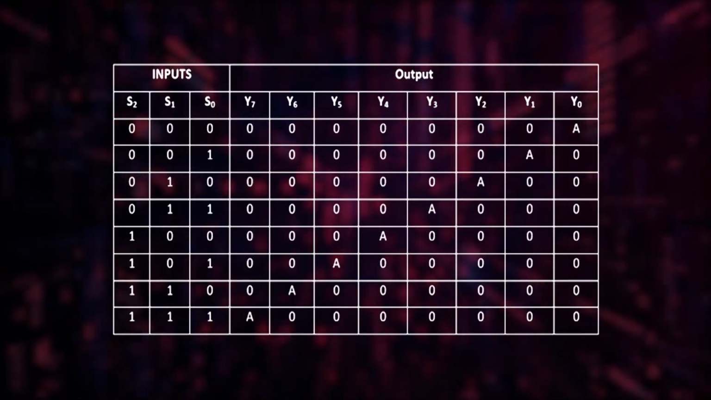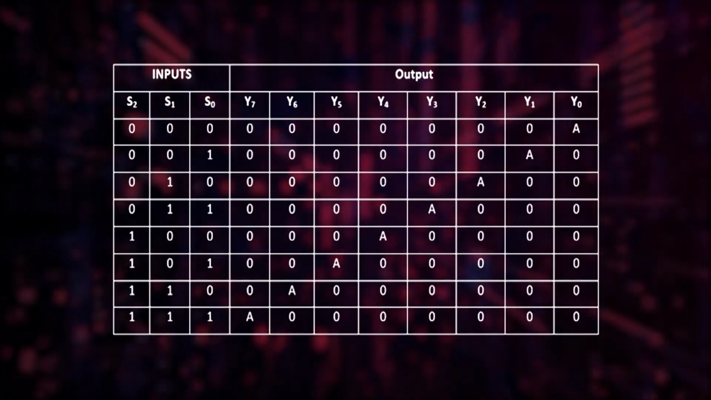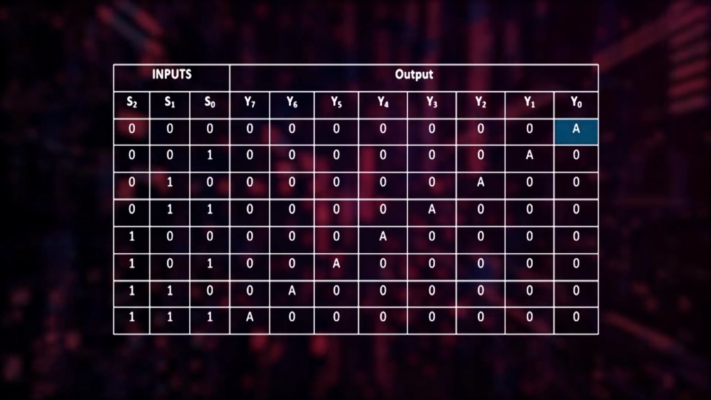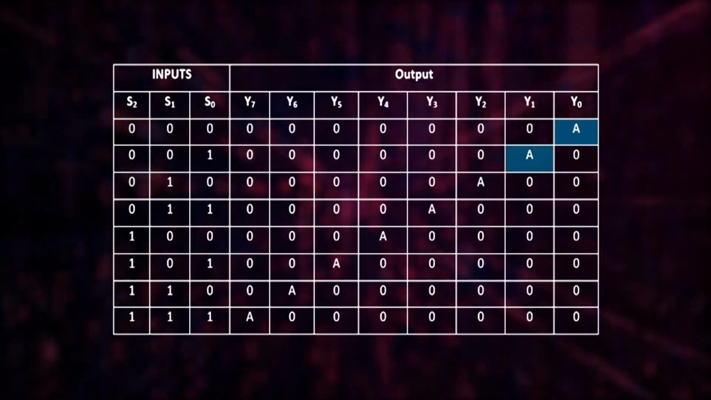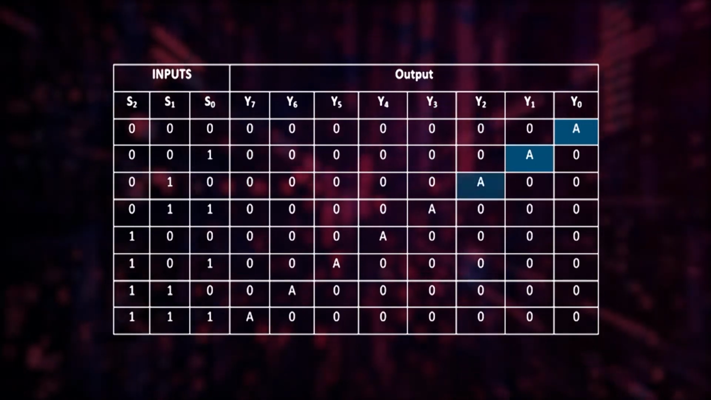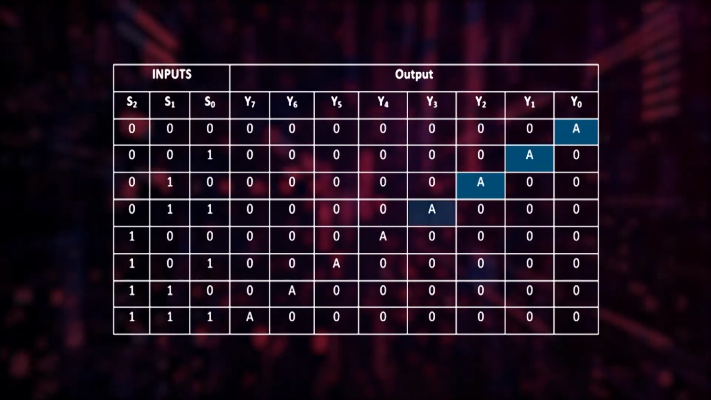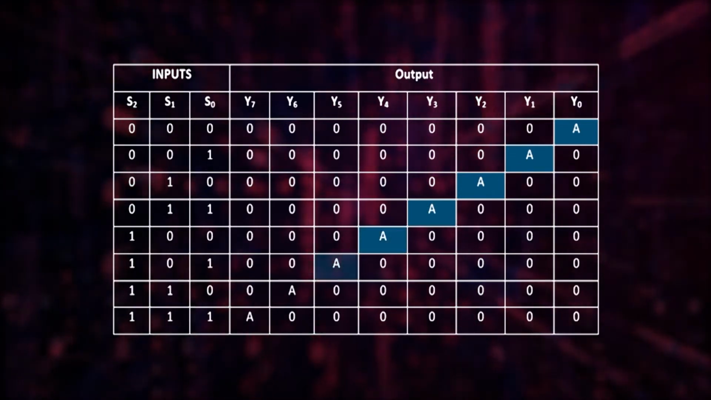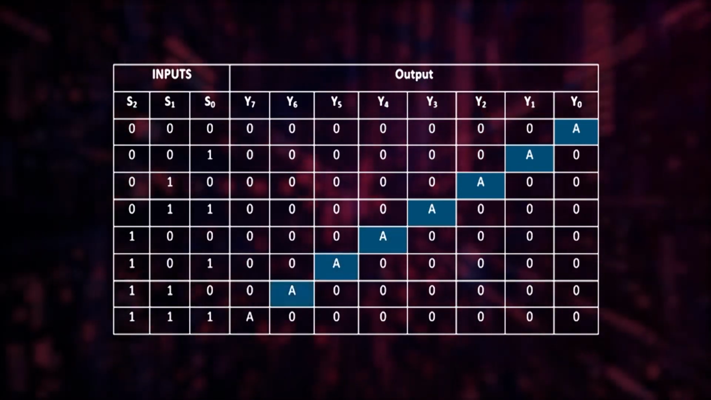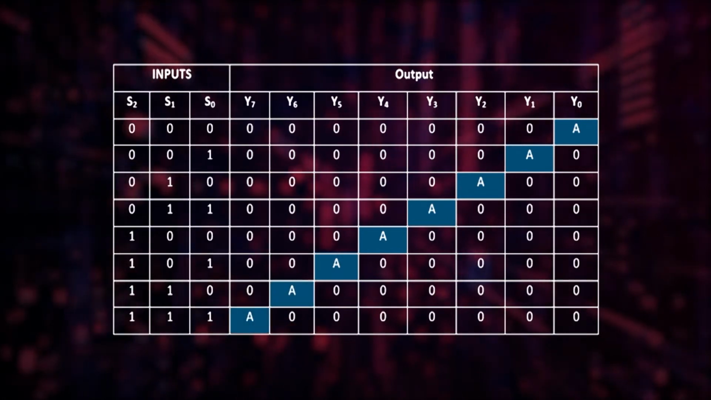And in the output columns, when the input is 0 0 0, we enter A for y0 and 0 for all other output lines. In the same way, if the input is 0 0 1, the output is y1 equals A, and for the last entry, if the input is 1 1 1, the output is y7, which is equal to A.